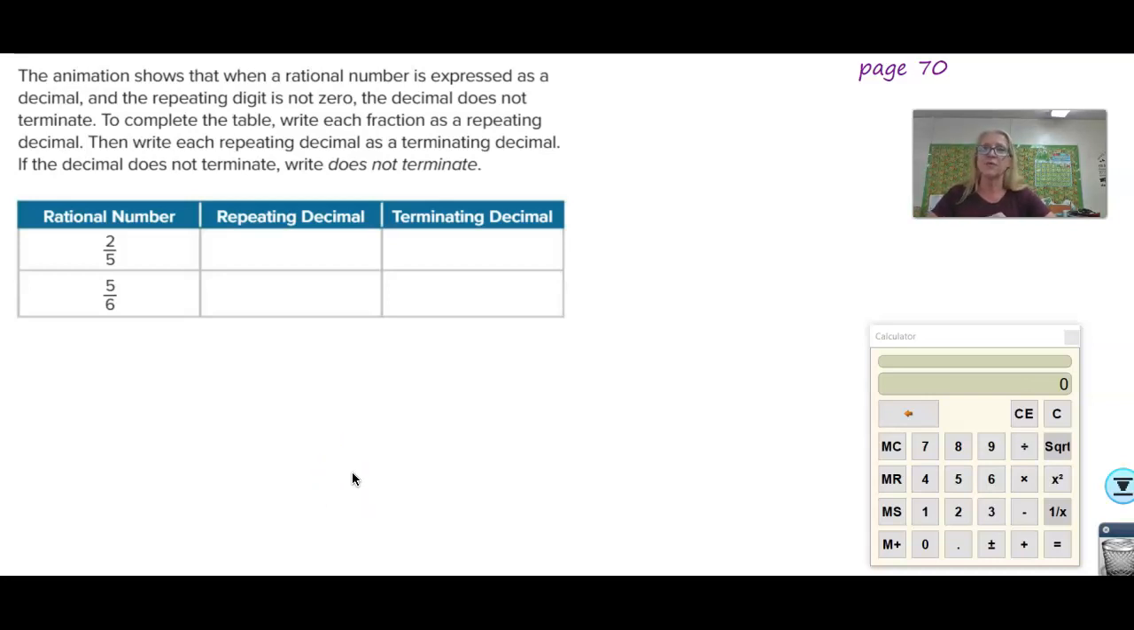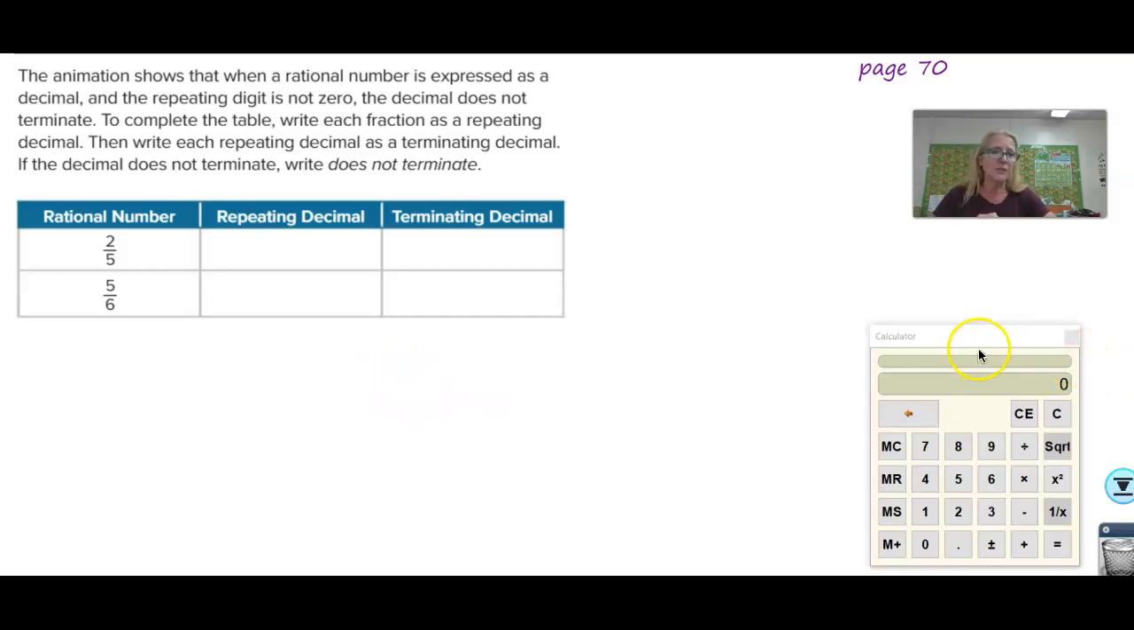The animation shows that when a rational number is expressed as a decimal and the repeating digit is not 0, okay, this is your traditional repeating decimal, the decimal does not terminate. To complete the table, write each fraction as a repeating decimal. Then write each repeating decimal as a terminating decimal. If the decimal does not terminate, write does not terminate.